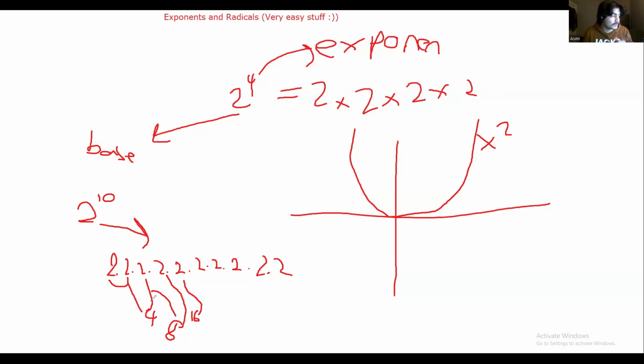The first difference was 2. The second difference was 4, because 8 minus 4 is 4. The next difference was 8. And the next difference will be 16. The next difference will be 32. And the other difference will be 64.